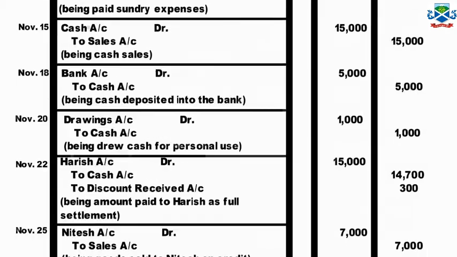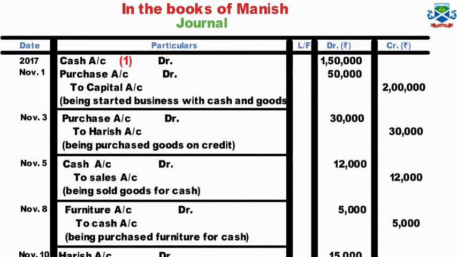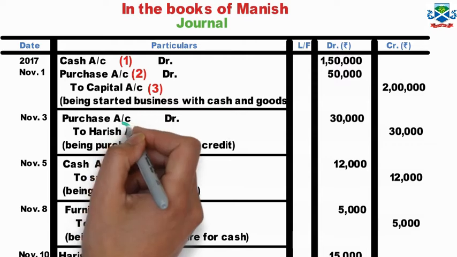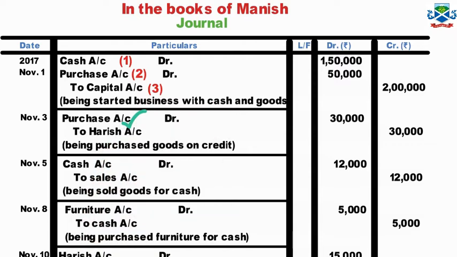Now from this journal entry we have to find out how many ledgers we have to prepare, how many separate accounts we have. So in the journal you have to identify how many accounts are there. If one is repeated, that will not be counted. So cash account 1, purchase account 2, capital account 3. Purchase we already created, so we will not make it again.